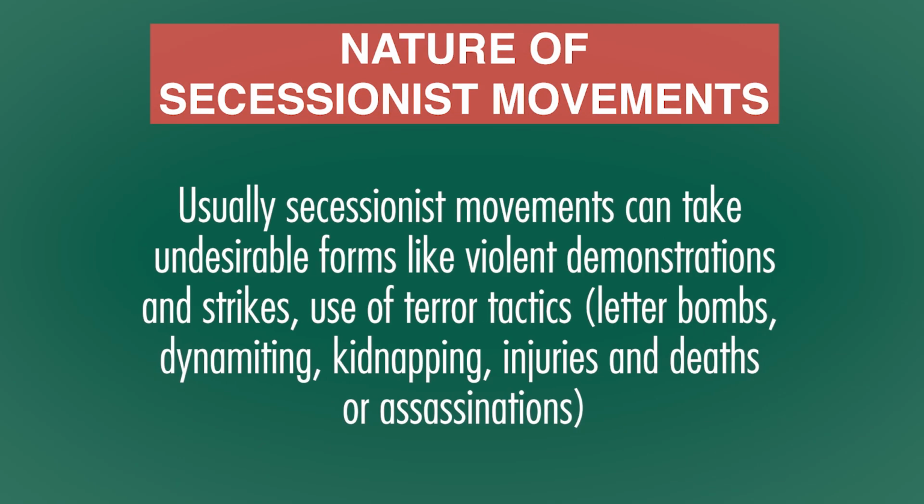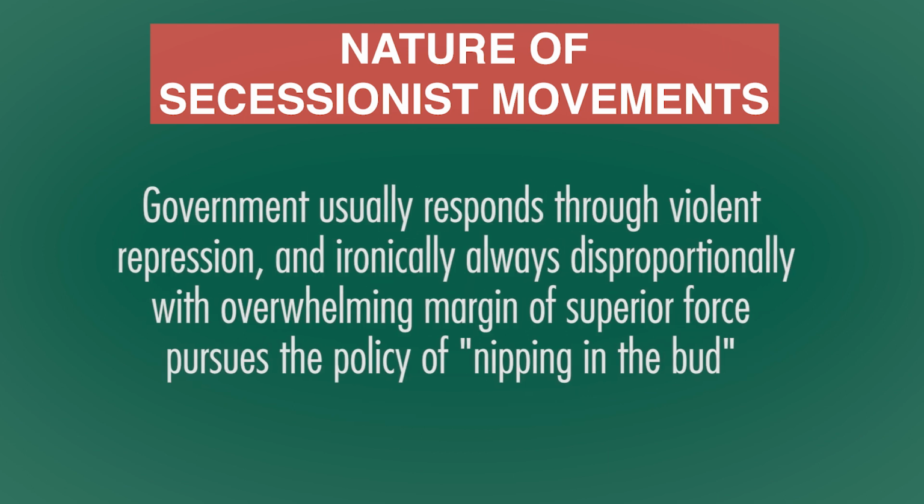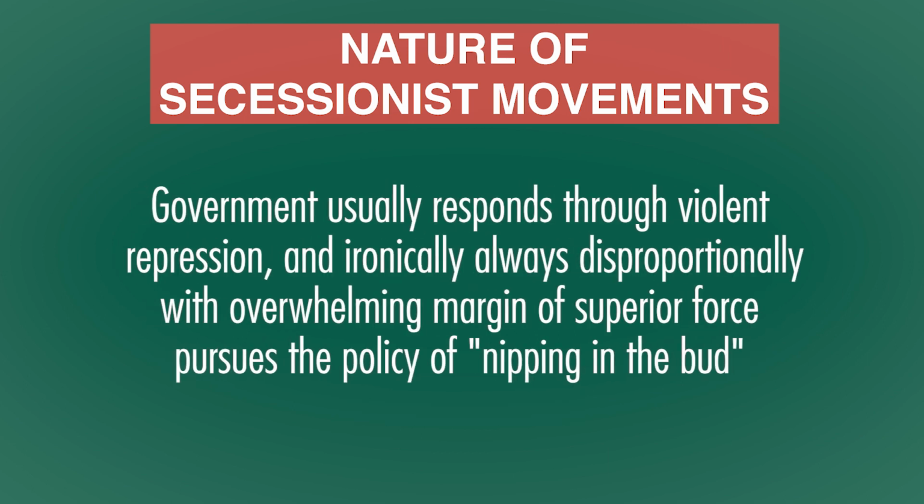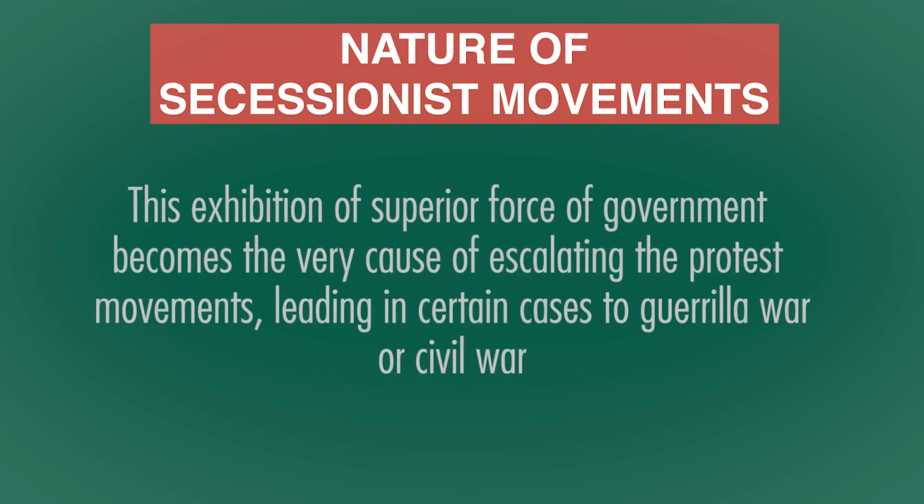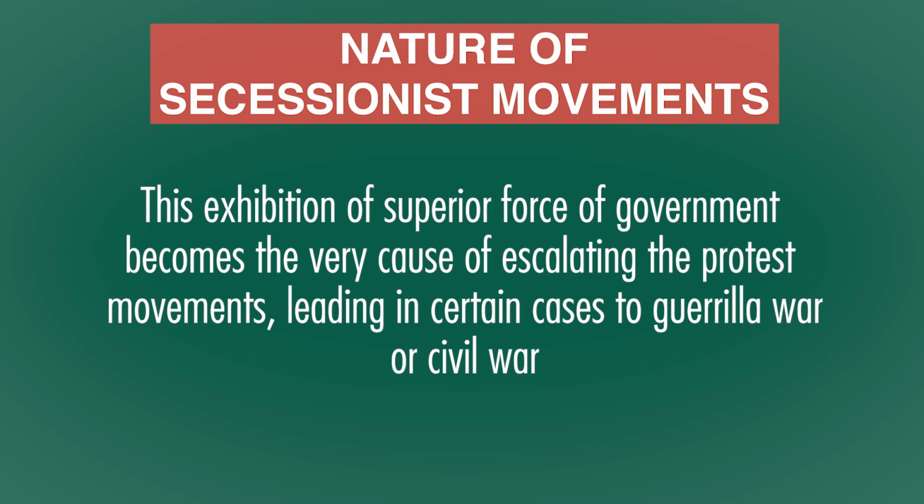Now, what is the basic nature of secessionist movements? Usually, secessionist movements can take several undesirable forms like violent demonstration, strikes, use of terror tactics like bombing, dynamiting, kidnapping, injuries or deaths and assassinations. Governments usually respond through violent repression and ironically always disproportionately with overwhelming margin of superior force, pursuing the policy of nipping at the bud. This exhibition of superior force of government becomes the very cause of escalating the protest movements, leading in certain cases to guerrilla or civil war.